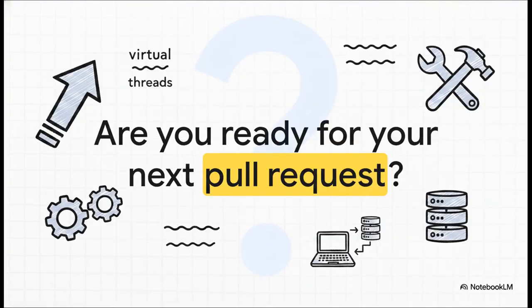We've covered a ton of ground today, right? From finally stopping that N+1 select problem, to slicing up your test suite, to unlocking the pure magic of virtual threads. So I'm going to leave you with one final question to chew on. Are you ready for your next pull request? I want you to take these senior level concepts, apply them to your code right now, and let's see just how much faster and cleaner we can make this application.